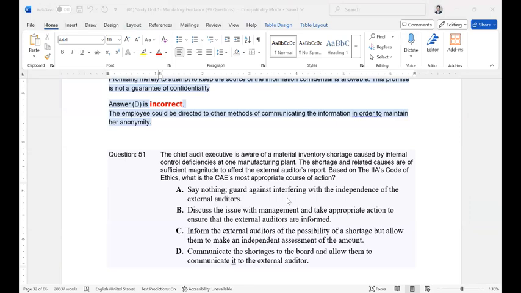Say nothing is out. Now discuss the issue with management and take appropriate action to ensure that the external auditors are informed. Inform the external auditors now. That's not your job. If they come to talk to you, communicate the shortages to the board and allow them to communicate to the external auditor. I think if there's a shortage, discuss it with the management and then take appropriate action to ensure that the external auditors are informed. So what is the answer you have given now? B.